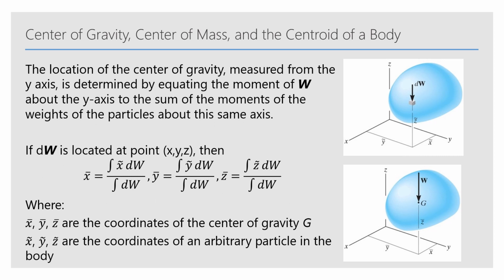The location of the center of gravity is measured from the y-axis and is determined by equating the moment of W about the y-axis to the sum of the moments of the weights of the particles about the same axis. If the change in W is located at an arbitrary point x, y, z, then we can use the following equation, where x-bar, y-bar, z-bar are the coordinates of the center of gravity, and x-tilde, y-tilde, z-tilde are the coordinates for an arbitrary particle in this body.